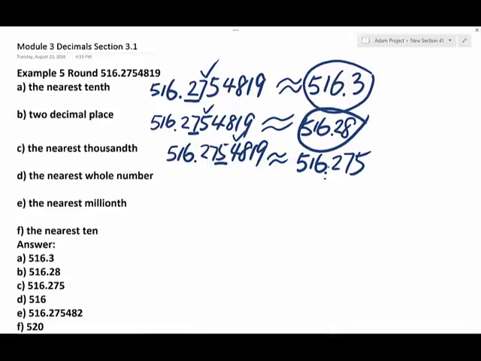And D, let's round it to the nearest whole number. Write down the decimal number first, 516.2754819. Now we want to round it to a whole number. That means we want to round it to the ones digit. So 6 is your underlying digit, and the critical digit in this case will be the tenths digit, which is 2. Again, 2 is smaller than 5. Then we drop everything after the ones digit, right? So the answer should be 516. Yep.